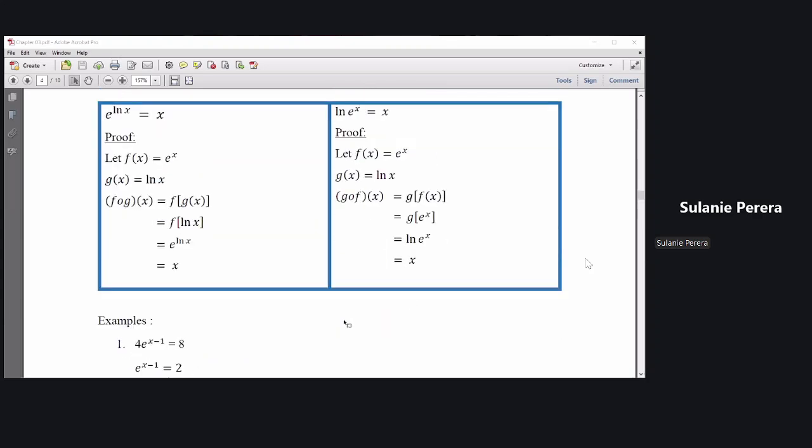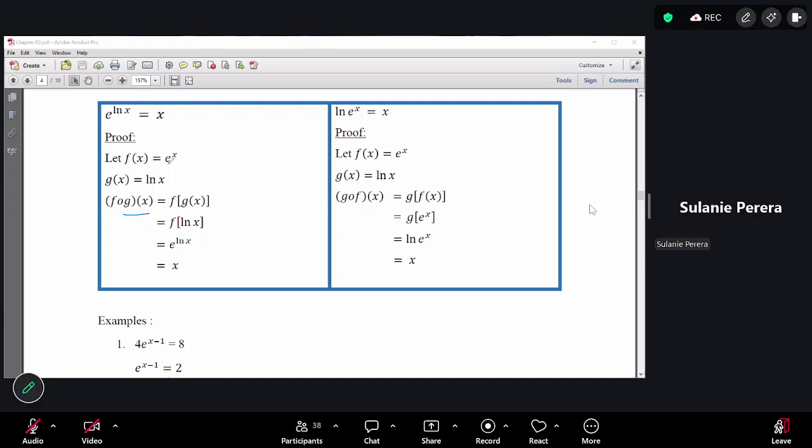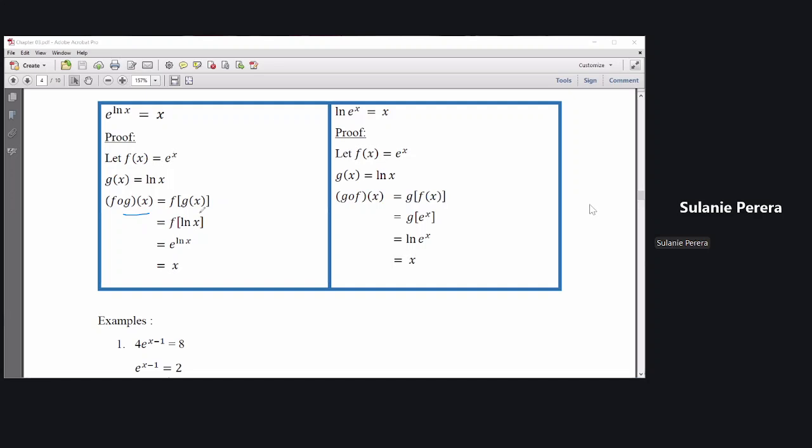And then we have these two properties: e to the ln x is x. So how do we do this? Remember composite functions, we use composite functions. So f of x is e to the x, g of x is ln x. So we have f circle g of x, which means f of g of x. Instead of g of x, we write ln x. And in f, instead of x, we have ln x. So e to the ln x is x.